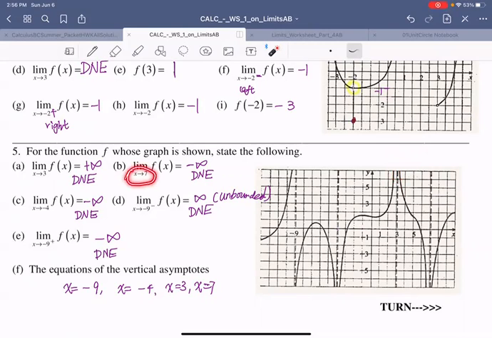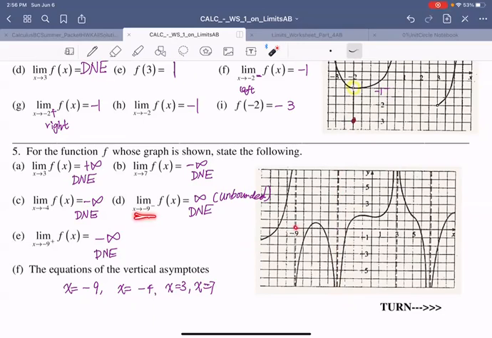Next one, x goes to 7. All the way down to negative infinity, so you write down negative infinity. Okay. Next, negative 4. Negative 4 is here. The function limit goes to negative infinity.